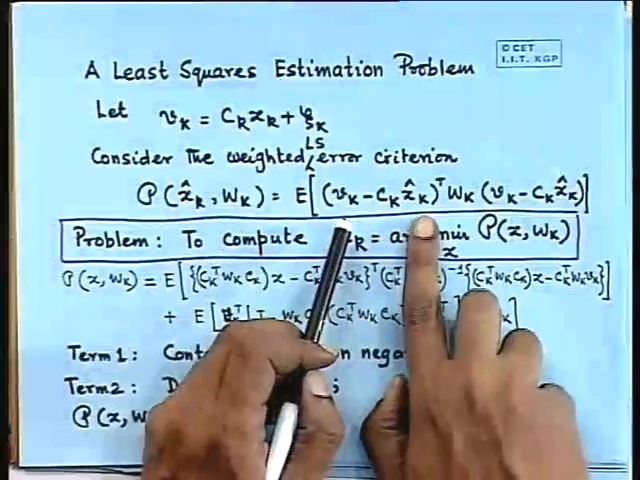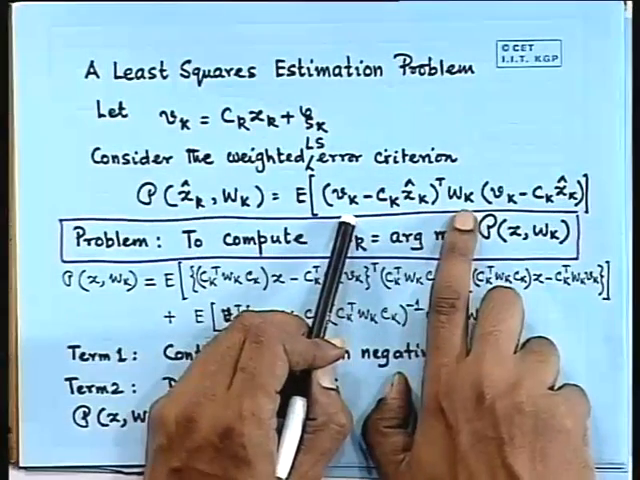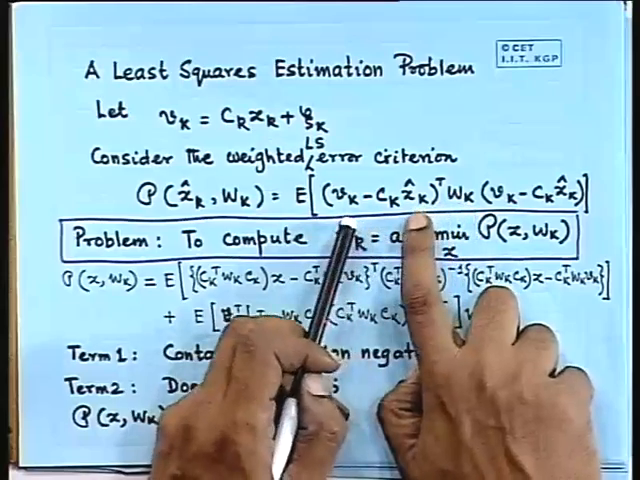All estimates, or all optimal estimates, will be optimal with respect to some performance criterion. So what is my performance criterion? My performance criterion is this. I have defined it like this. So you see, what is this? This is a weighted error.